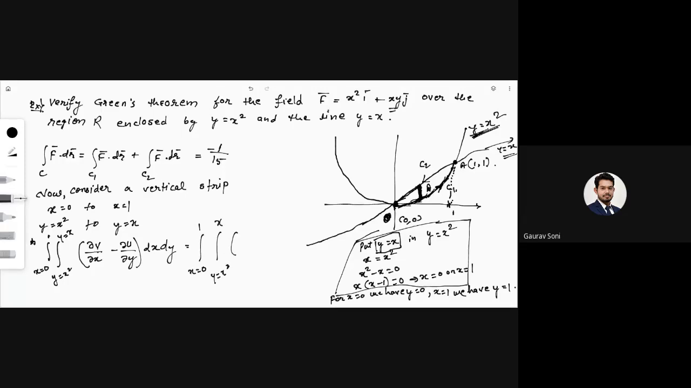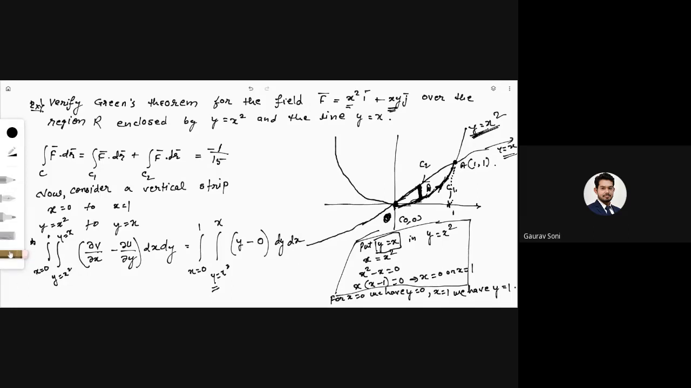What is the derivative of v with respect to x? xy का derivative with respect to x will become y minus derivative of u with respect to y. u मतलब i के साथ जो है. Derivative of x square with respect to y is 0. हाँ, अब ये चीज इंपॉर्टेंट है. जो भी लिमिट है वो पहले लेना है. ये किसकी लिमिट है? dy. एंड देन बाद में आ जाएगा dx.